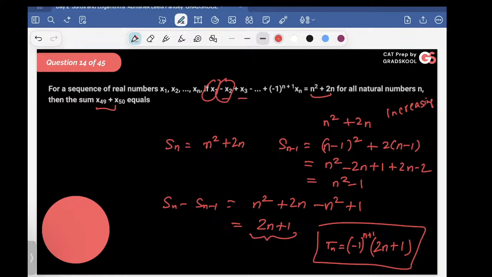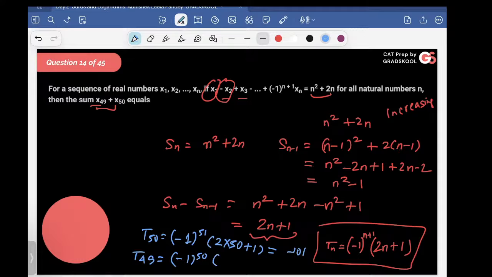x49 भी और x50 दोनों निकाल लूंगा मैं. सो यहाँ टी लिखा है वो एक्चुअली x है. ठीक है, so x50, I change the color. The value of x50 will be equal to minus 1 की power 51 into 2 into 50 plus 1, which gives me कितना, minus 101, right? And the value of x49 will be minus 1 to the power 50 multiplied by 2 into 49 plus 1, which gives me how much? Plus 1 हो गया, 99 हो गया.